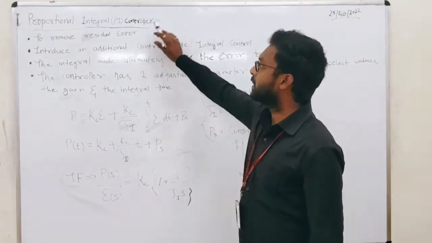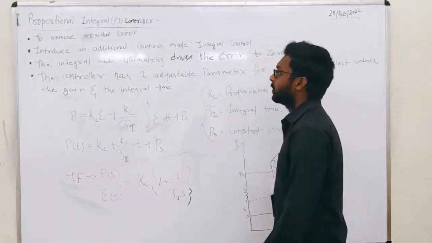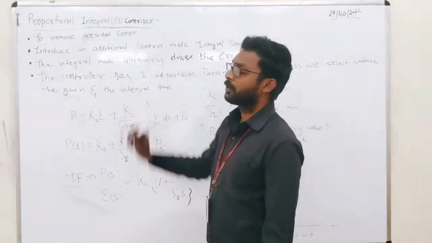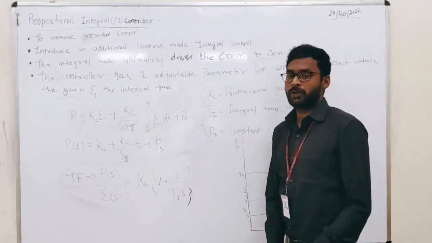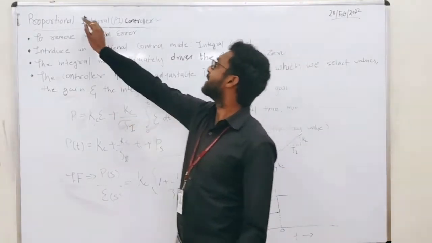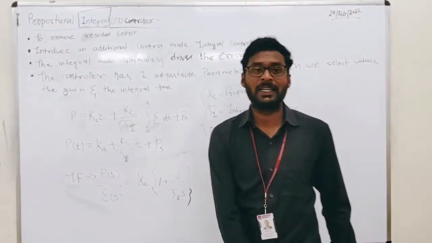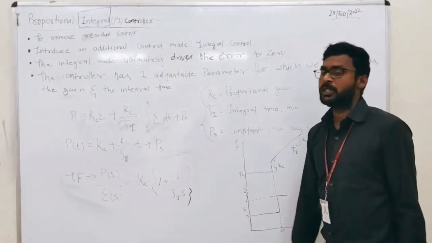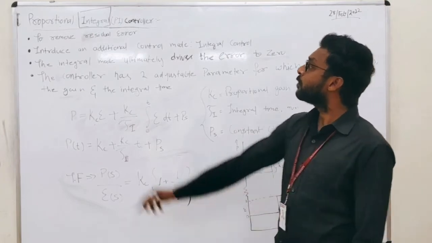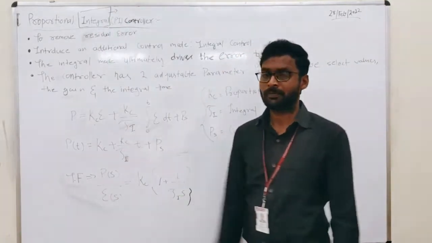Now we are going to see the second type of controller, that is the proportional integral controller. So here what we are doing is we are adding an extra element to the proportional controller, that is an integral action to the proportional controller. So why will we add this integral controller?